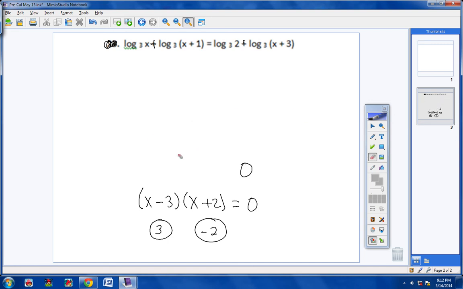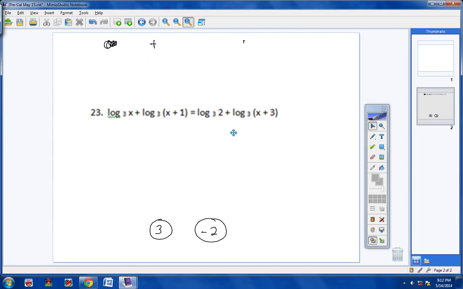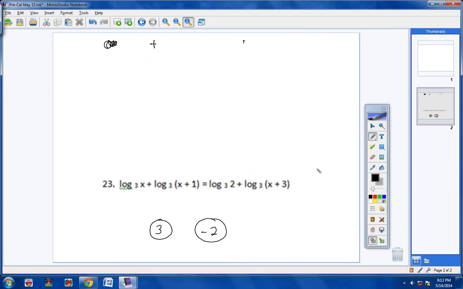Okay, we don't want to have a negative argument. So here we go. If we put a 3 in here, we're good. 3 plus 1 is 4. We really can't put a 3 here. There's no x, so that's fine. Put a 3 here. 3 plus 3 is 6. So this answer checks. Right away I can see a negative 2 does not work.